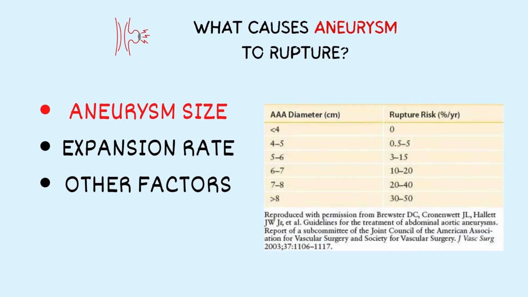According to a joint statement from the American Association for Vascular Surgery and the Society for Vascular Surgery, rupture risk based on abdominal aortic aneurysm diameter is 0% in aneurysms less than 4.0 centimeters in diameter, and increasing up to 50% in aneurysms 8.0 centimeters in diameter or greater, as described in this table.